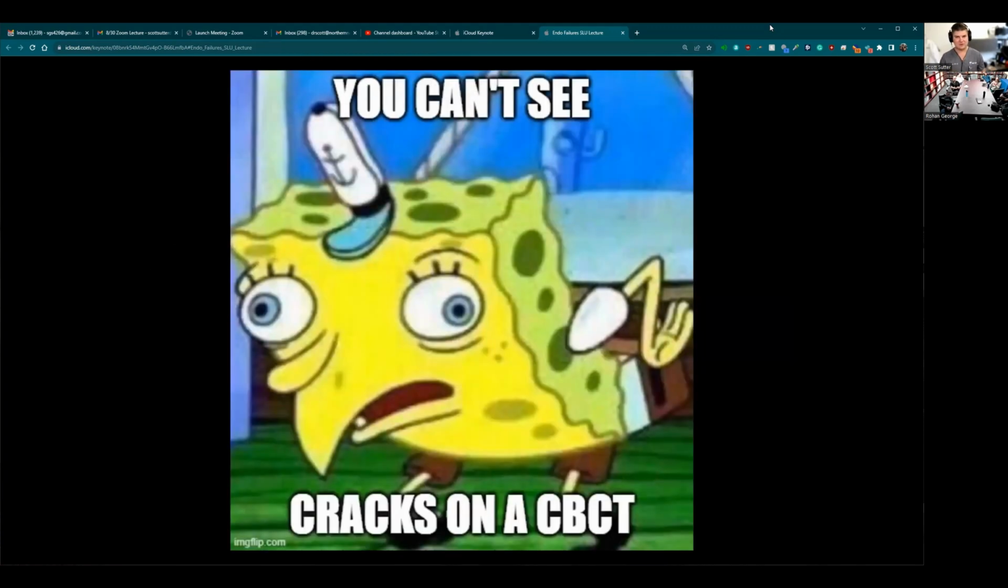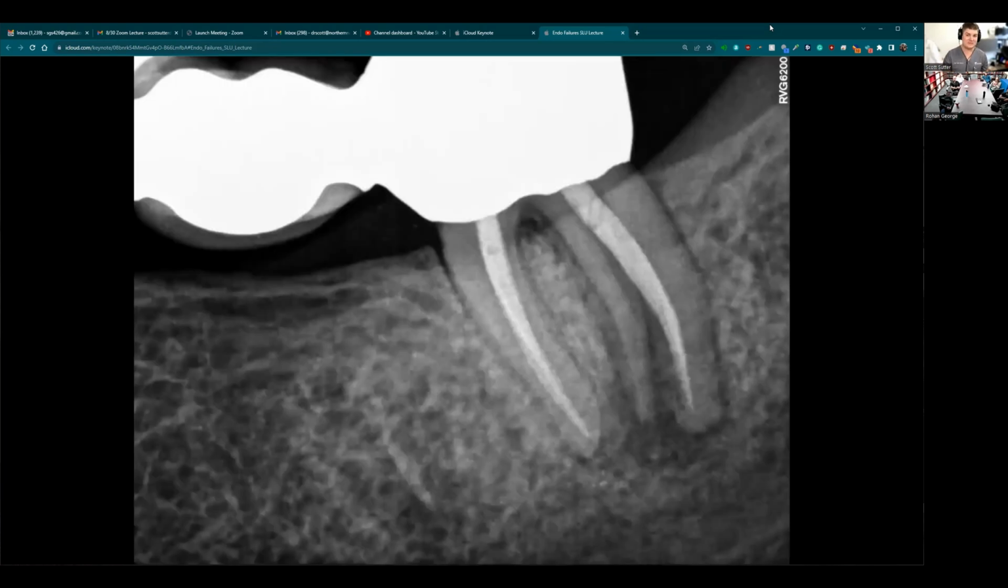So this is, if you're on a Discord, every now and then you'll see this one pop out, because a lot of gurus will tell you can't see a crack on a cone beam, and I agree with them, but every now and then that one you can. I didn't even take a cone beam on that one. I was like, I'm not going to waste your money on that.